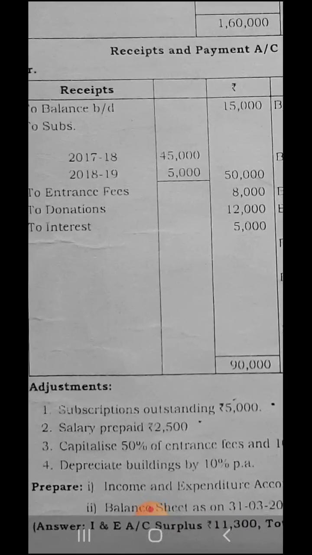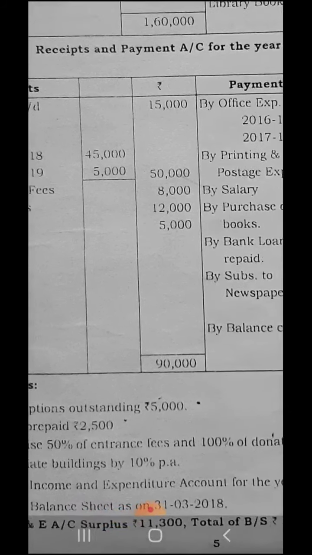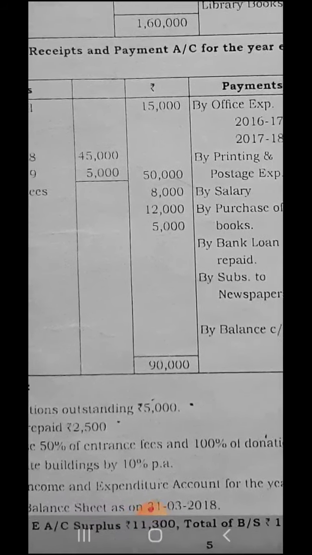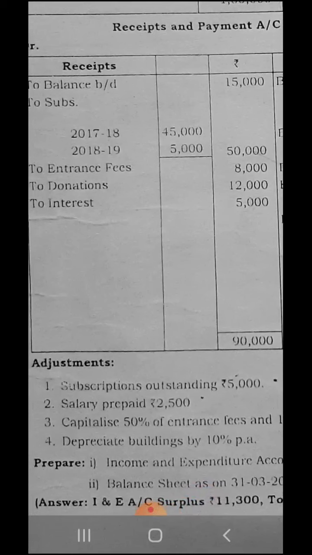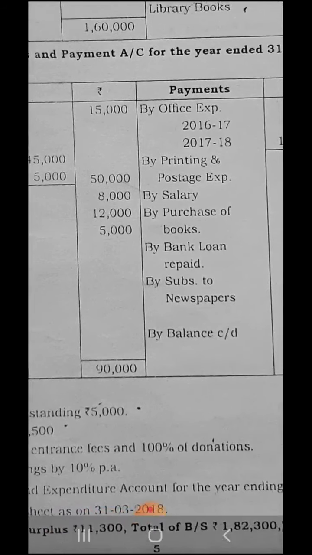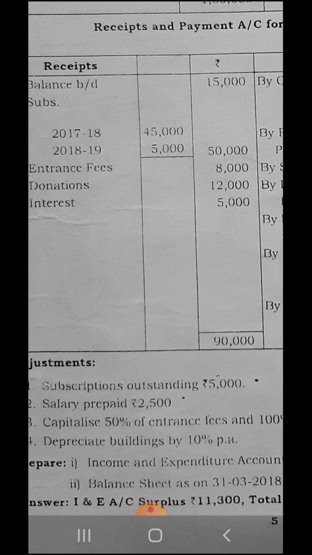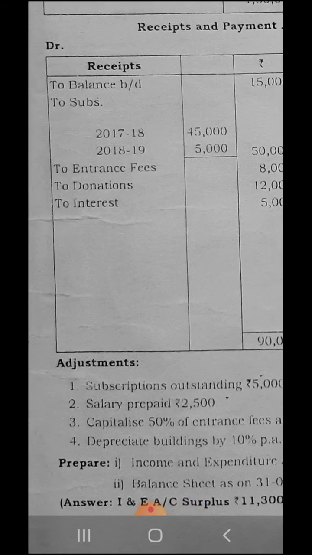Apart from this, these are the adjustments given. Subscription outstanding. This year subscription outstanding 5,000. So current year subscription outstanding, what we should do? Do you remember? Add. Yes? Okay. Salary prepaid. Salary, we have a total payment of 25,000. Out of that, 2,500 belongs to next year. Prepaid means advance. Belongs to next year means what we should do? Less.